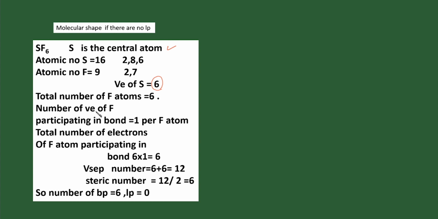Number of valence electrons of fluorine participating in bond formation is only 1, because fluorine requires only 1 electron to complete its octet. So, 1 electron of each of the fluorine atoms participates in bond formation. So, total number of electrons of the 6 fluorine atoms is equal to 6. So, VSEP number is equal to 6 plus 6, that is equal to 12. Now, we have to find steric number. Half VSEP is equal to steric number. So, steric number is 6.